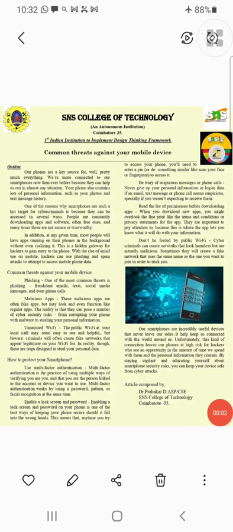Hello. As a part of the monthly inputs, we are going to discuss the common threats against our mobile phone devices. What are the threats being raised by attackers against our mobile phone assets, and how to protect from these unauthorized threats.